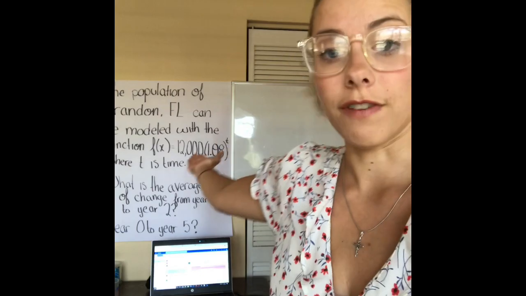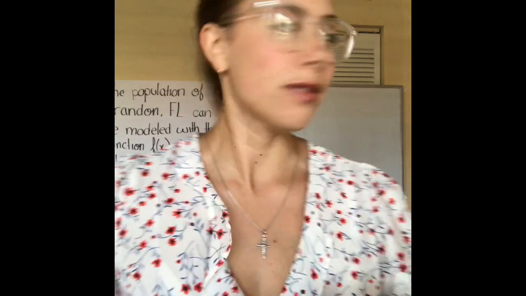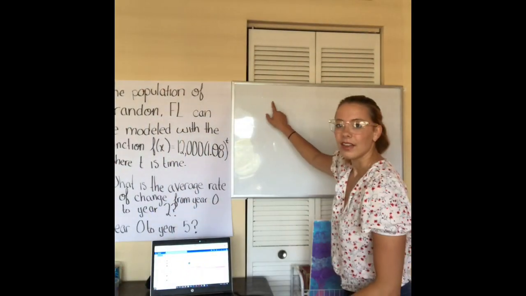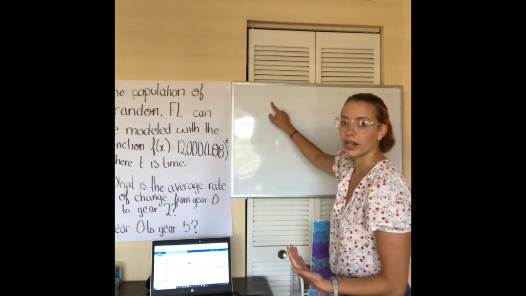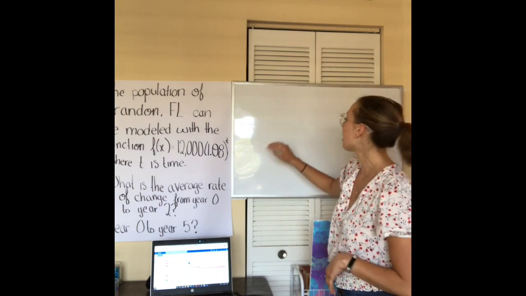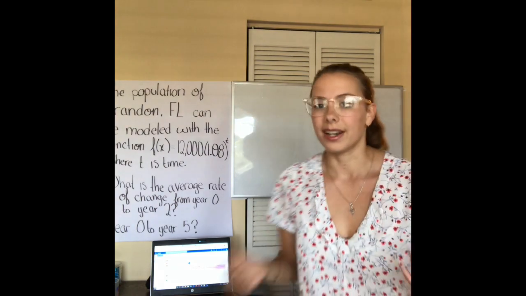So average rate of change is just another way of saying slope, but since this is an exponential function, our slope is constantly changing. Just like when we did successive differences, right? When you had a table like this, the number between 1 year and 2 years is different than the number between 2 years and 3 years. And I'm going to show you what that means up here.